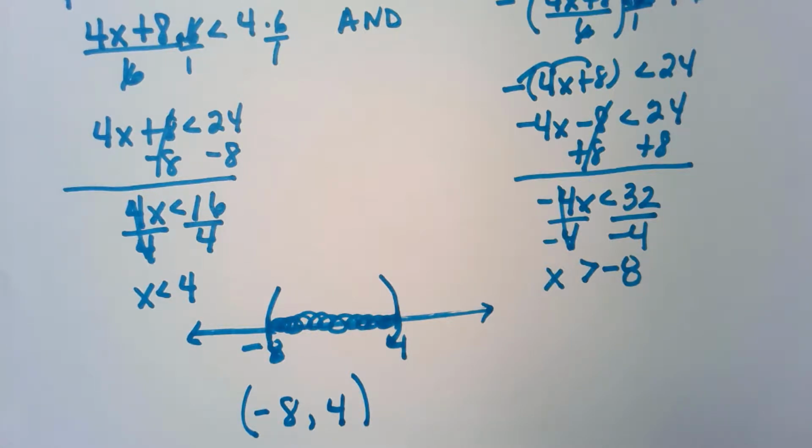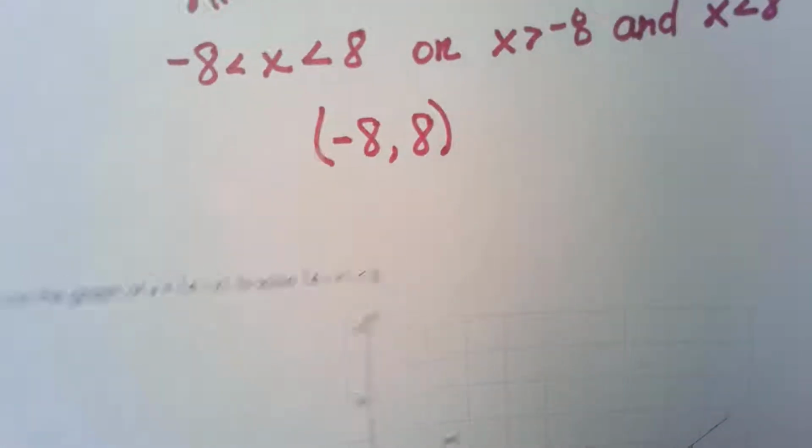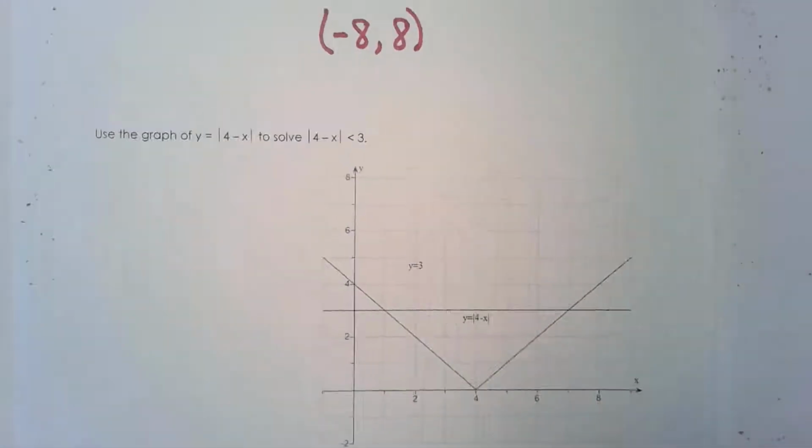Okay, and then lastly, I want to go back to that example that's in this section where you have the graph, where it's asking us to use the graph of y is equal to the absolute value of 4 minus x to solve the absolute value of 4 minus x is less than 3. The easiest way that I can show you how to use this graph is where do these two graphs intersect? At what number? Because that will be the solution.